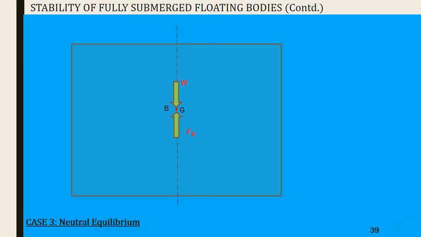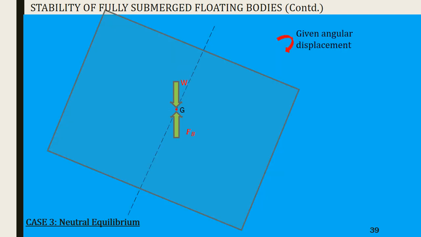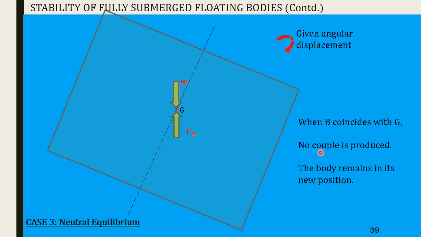Next case is neutral equilibrium. This is the case for a uniformly mass distributed body. The center of buoyancy and center of gravity fall at the center and they coincide. W and FB will be acting through the same point. Even when tilted, after giving an angular displacement, the positions of the center of buoyancy and center of gravity are not going to change, so B will coincide with G and no couple is created because W and FB are going to act along the same straight line. A couple is not produced, and so the body will remain in its new position. Thus, the body will be in neutral equilibrium.